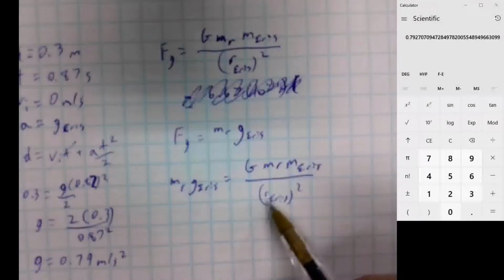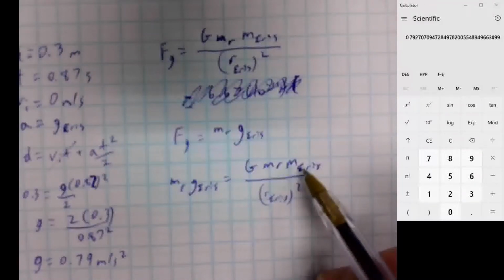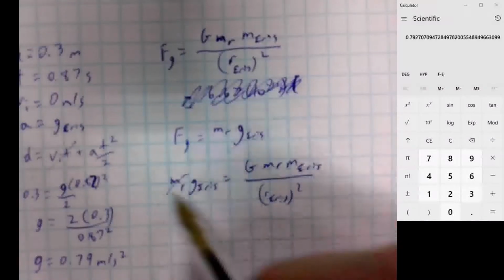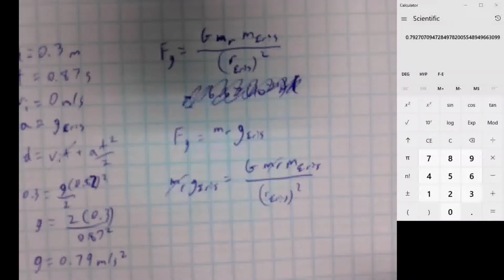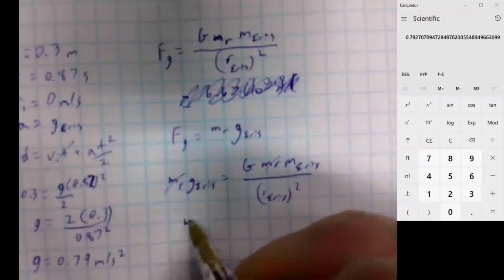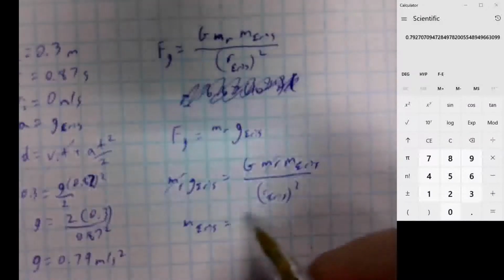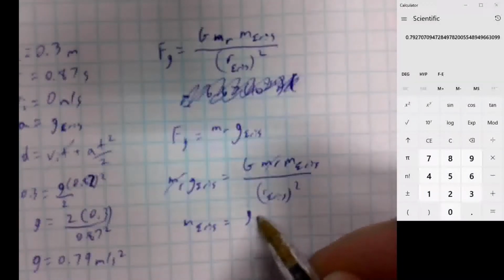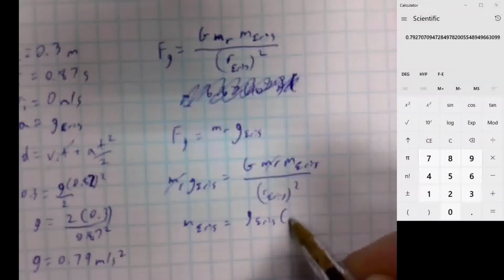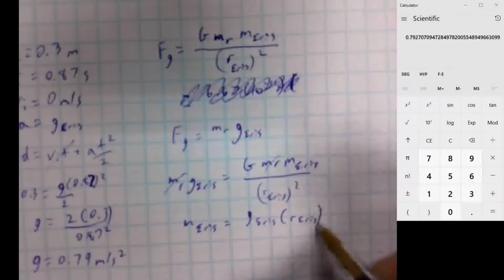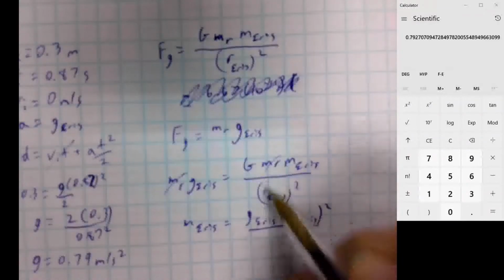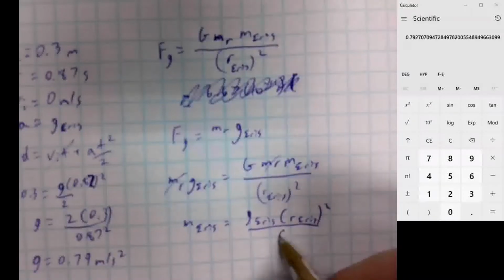I'm going to rearrange this to solve for M of Eros, but my M_r can be divided on both sides, so that makes this a lot simpler. My M of Eros that I need to calculate then is the g of Eros times the R of Eros squared over my big G.